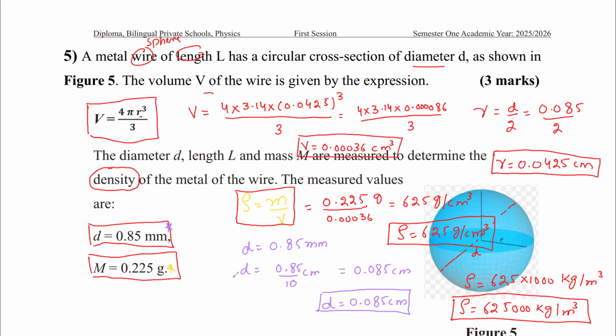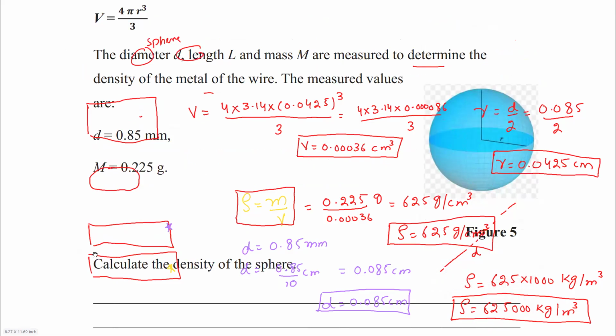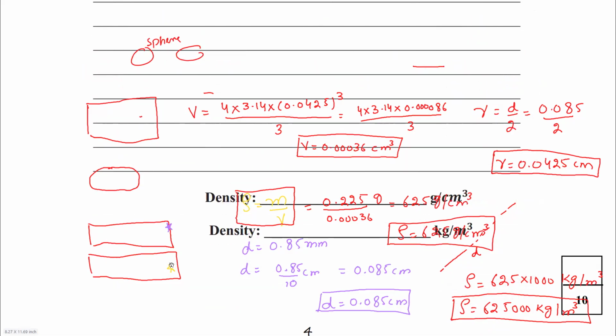Now we have to move on and solve the next question. Look at this: your answer is in the form of gram per centimeter cube and in the form of kilogram per meter cube. This is the method you have to use to solve these questions.